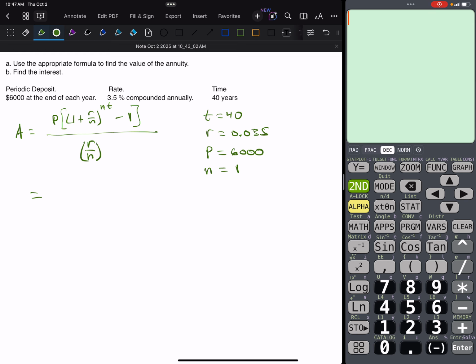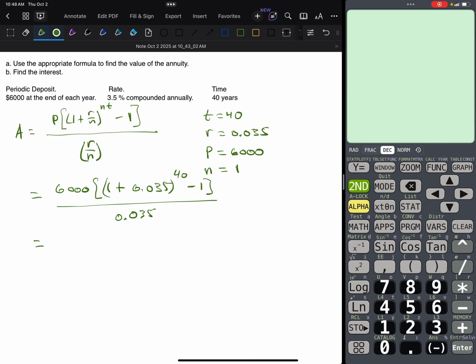All right, so what am I going to get? I'm going to get 6,000 times 1 plus, my rate divided by 1 is just my rate, so 0.035. That's all raised to the number of years times 1, which is just the number of years, 40. Minus 1, close that, and then my rate divided by n is just my rate because n is 1, so 0.035.